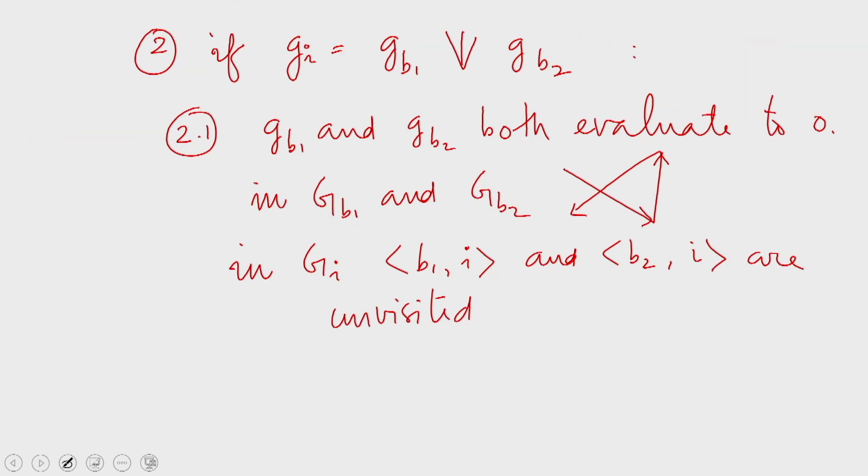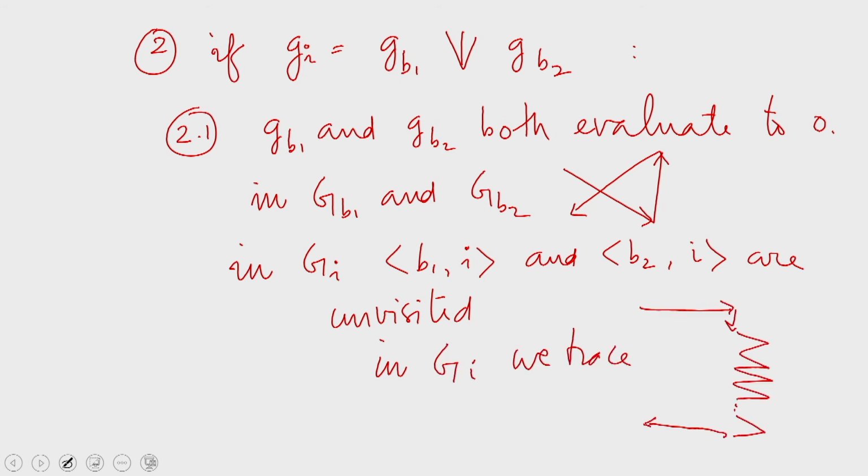Since B1i and B2i were unvisited, we were allowed to move along the path, and therefore in Gi we trace a path of this form, which is exactly according to the claim. This is the sort of path that we trace within Gi, and then obviously S of i is visited before T of i. DFS of S of i is less than the DFS of T of i. So in this case the claim holds good.